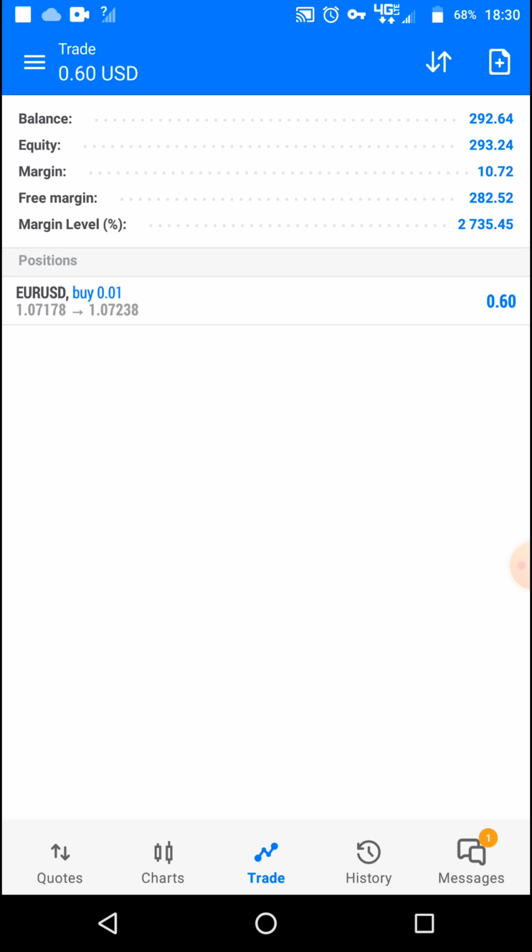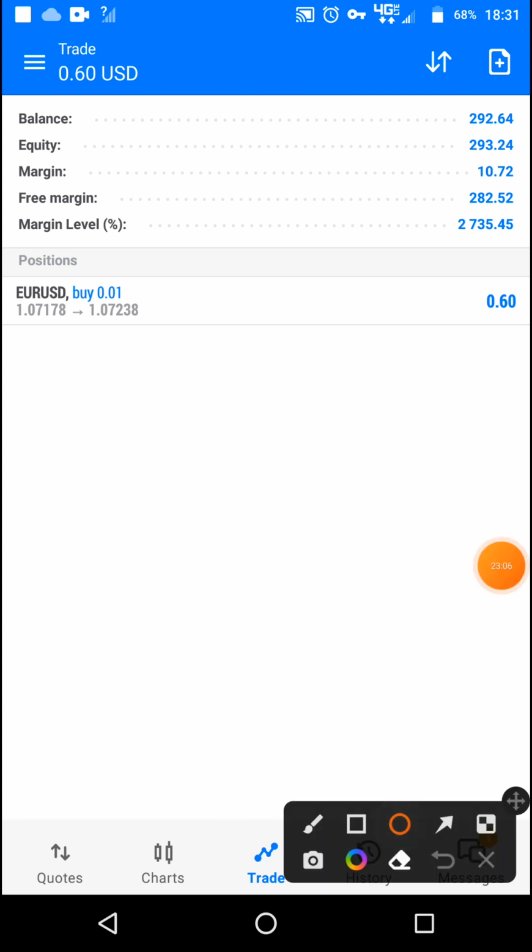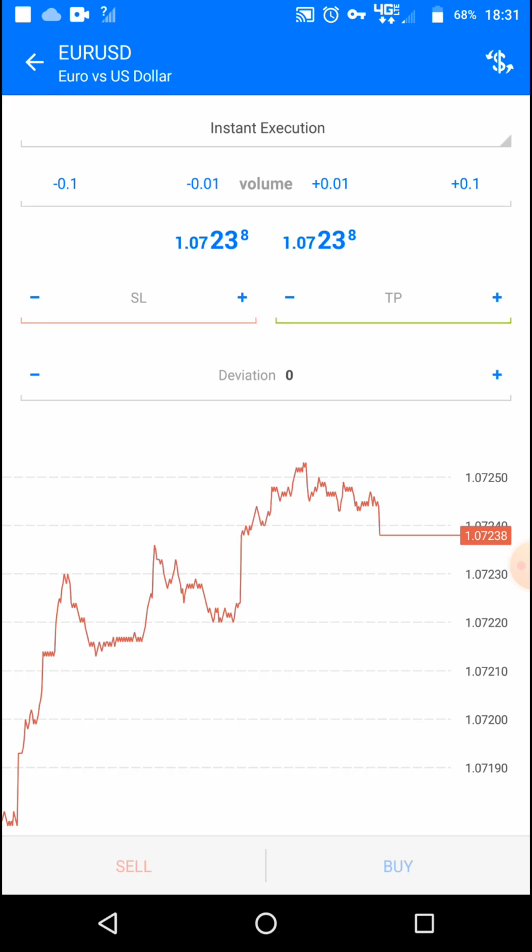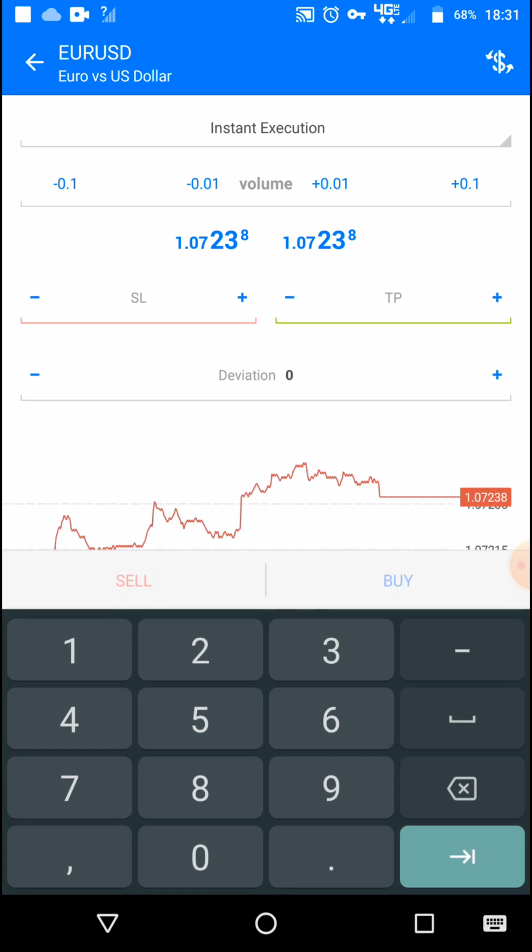So assuming I did here 0.1. Okay, so let me go ahead and explain that in the chat. When you change the volume here, that's the lot size. When you change it to 0.10, 0.10 simply means $1. Okay, 0.10 lot size means $1.